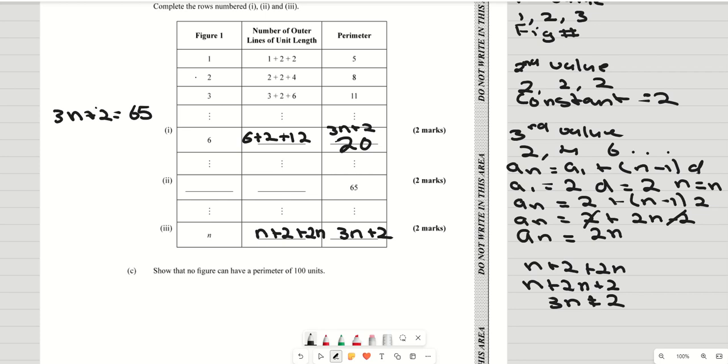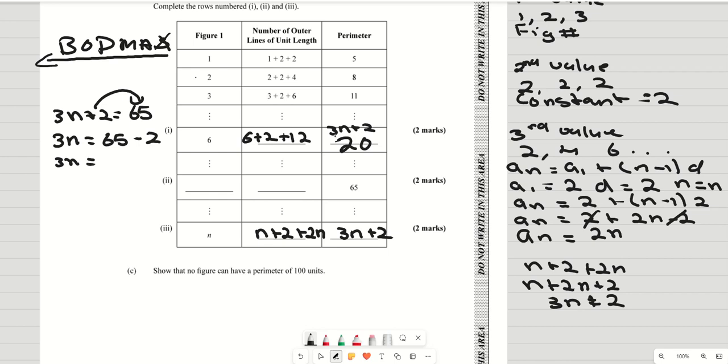So we're going to make n the subject, and we're going to carry across. BODMAS tells us the order in which we would do our operations. We're going backwards from BODMAS, right? So there's no subtraction, but there is addition. So remember, we're going backwards, so we're going to carry across addition first. If you carry across add 2, it's going to be 3n is equal to 65. Opposite of plus is minus, minus 2. So 3n is equal to 63, right?